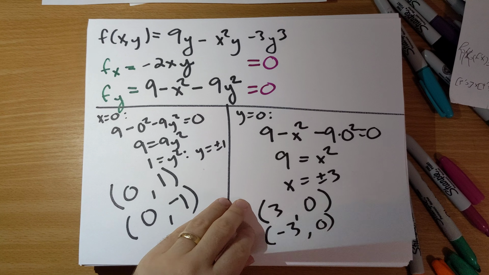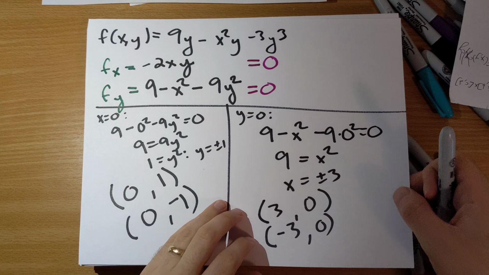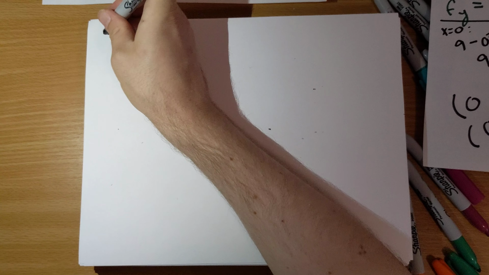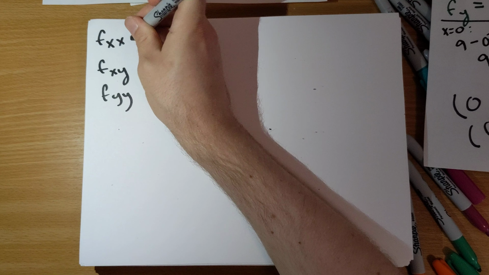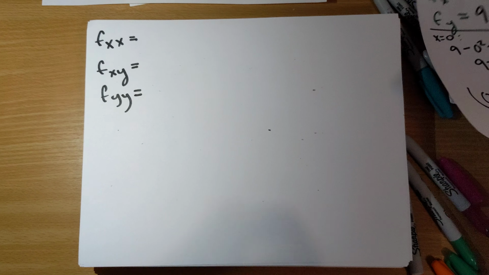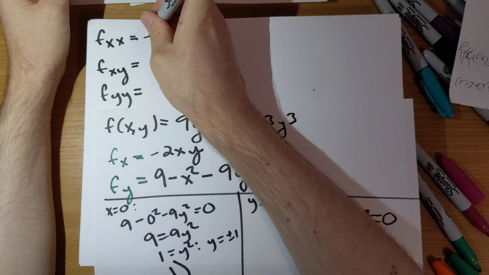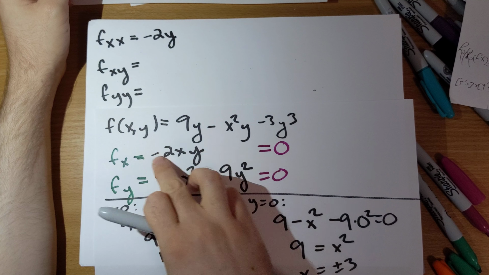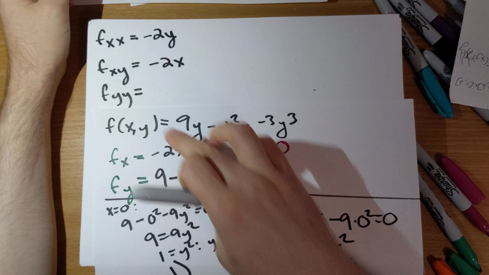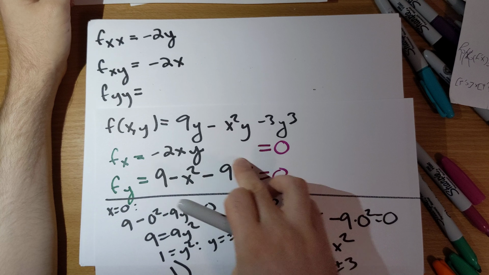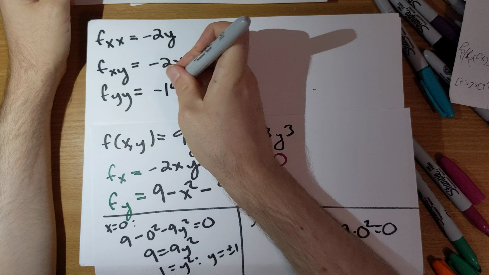Now we have to classify them. We do that with the discriminant. We need the second derivative to calculate the discriminant. So f sub xx, f sub xy, f sub yy. Second derivative of this with respect to x will be negative 2y. Now take the derivative of this with respect to y, and that will give us negative 2x. f sub yy, take the derivative of this with respect to y, and we would end up with negative 18y.